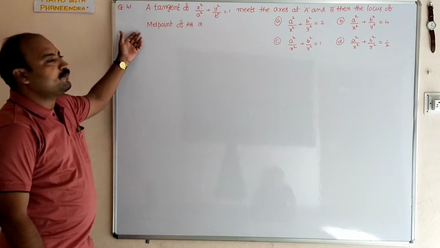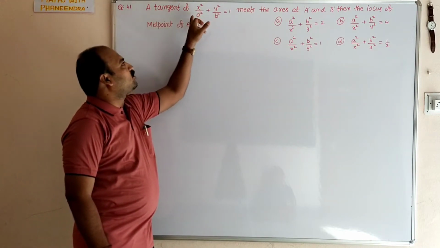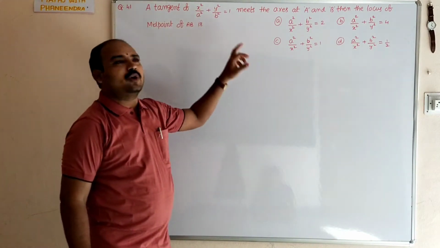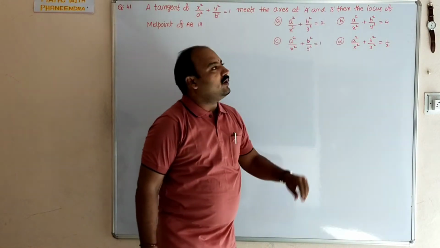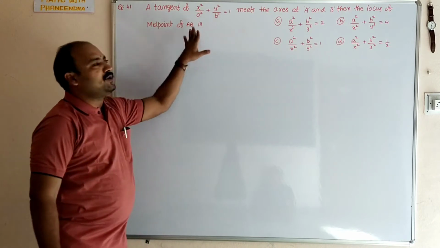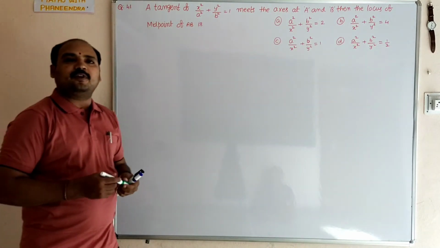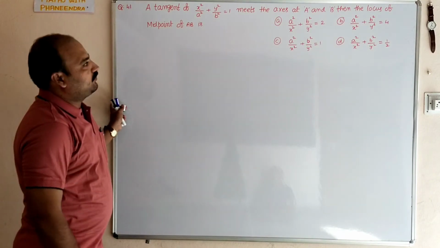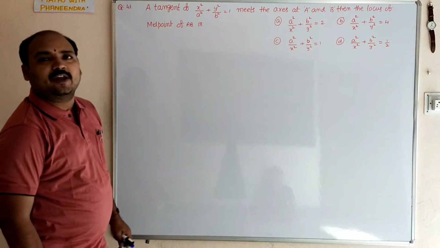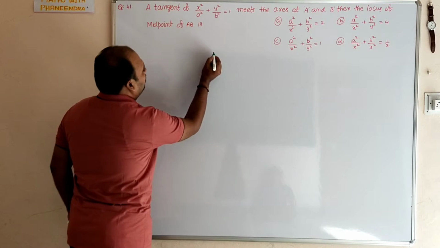The first question. A tangent of x square by a square plus y square by b square equal to 1 meets the axis at A and B, then the locus of midpoint of AB. See, observe the figure according to the question. A tangent of the ellipse meets the axis at A and B. This is the ellipse figure.